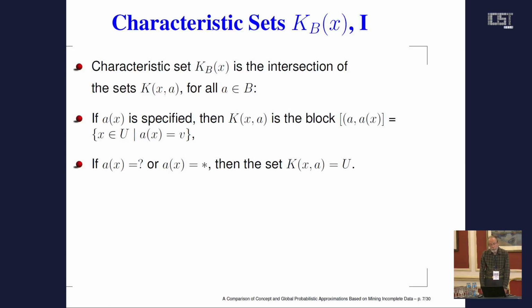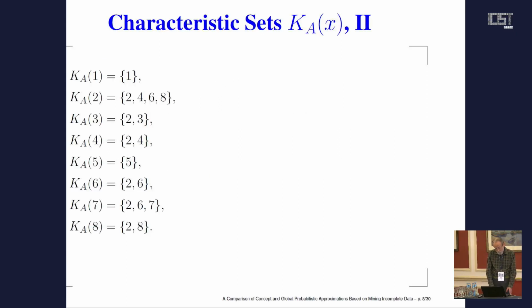Now, the characteristic set is the next important concept. It is the set of all cases that are indistinguishable from each other using the given semantics. For our little data set, all characteristic sets are listed here, so you can deduce from it that for the first case, this is the unique case. There are no other cases that are indistinguishable. For case number 2, you have 4 cases that are in the same situation, and so on.